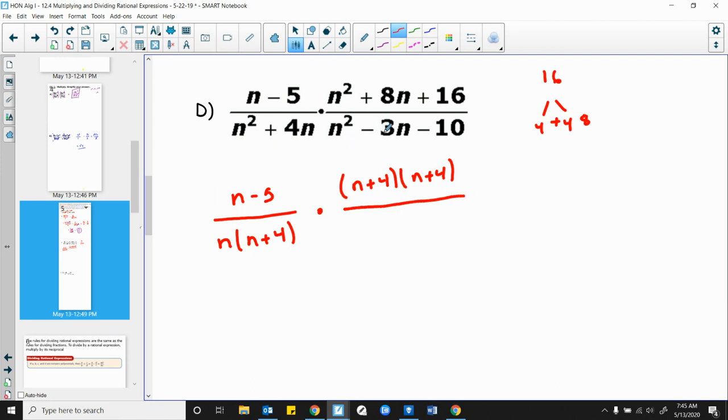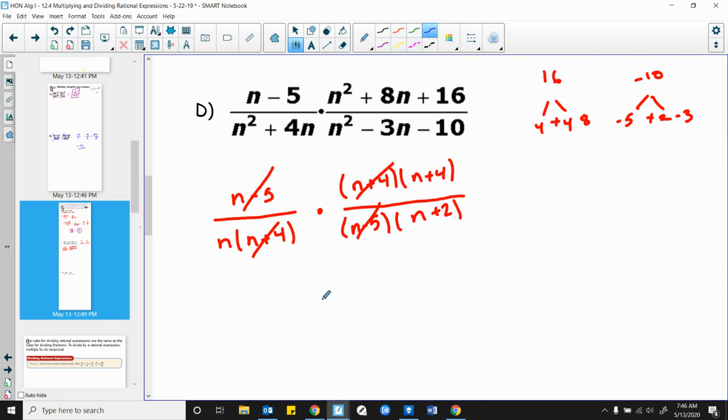Over, what multiplies to get negative 10 that adds to give negative 3? You should have had negative 5 and 2. So I should have had n minus 5 and n plus 2. Okay. From here now, there's a lot of things that cancel. This n plus 4 cancels with this n plus 4 here. This n minus 5 cancels with this n minus 5 here.